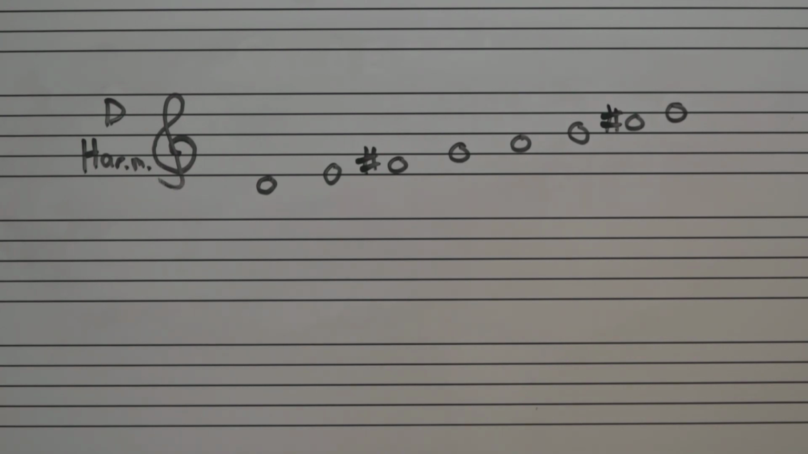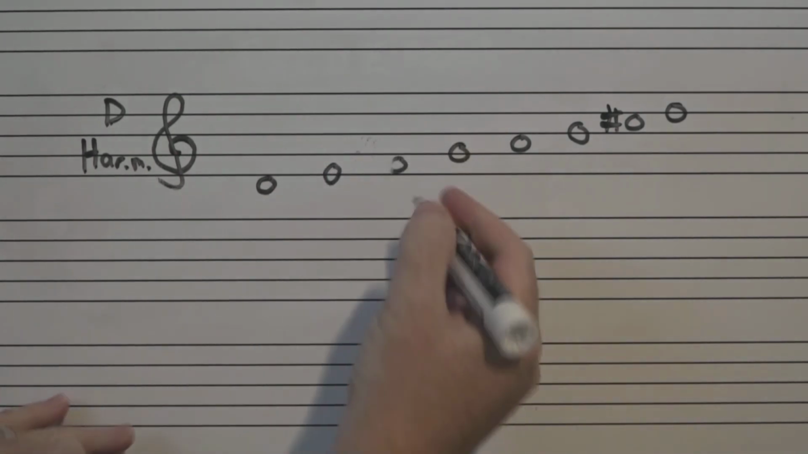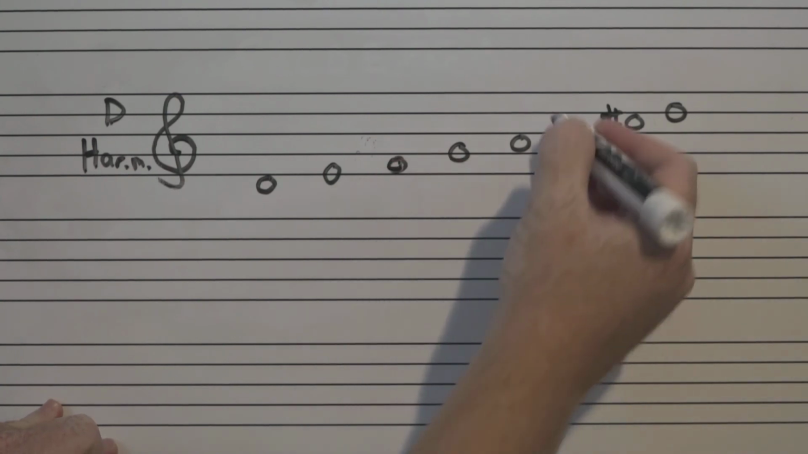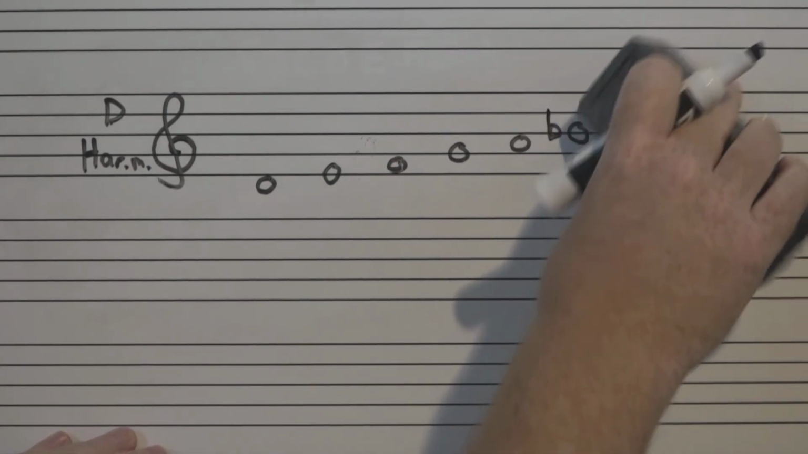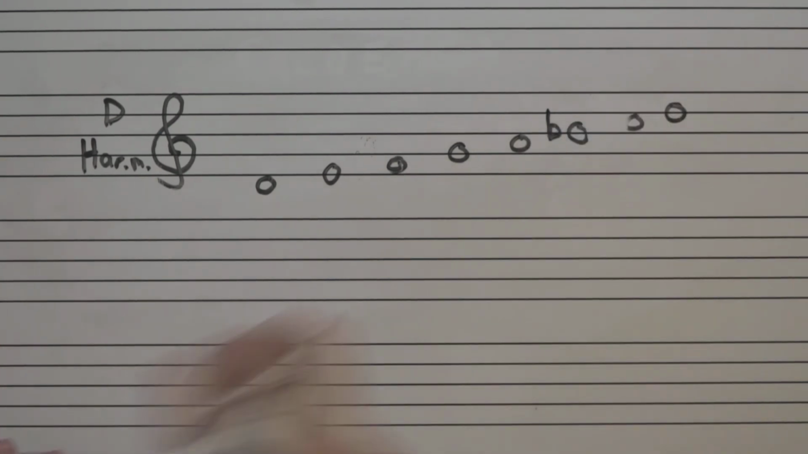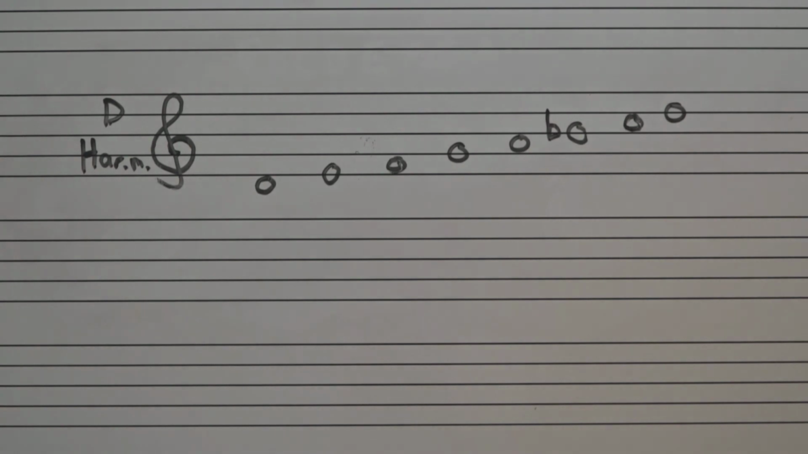The next thing to do to make this from D major is to go to D natural minor. And in D natural minor, we lower scale degree 3, scale degree 6, and scale degree 7. So now we have D natural minor.